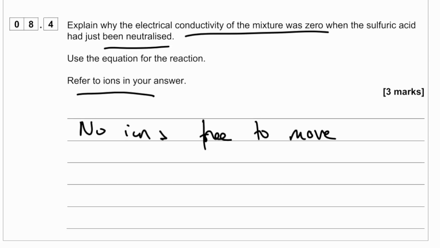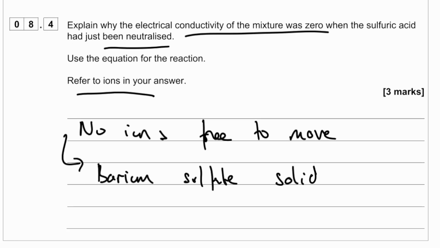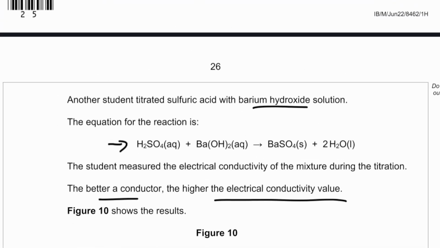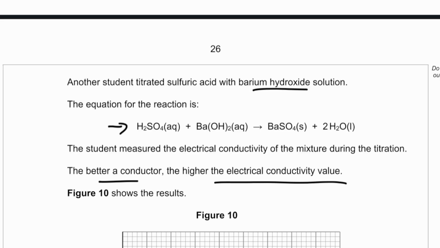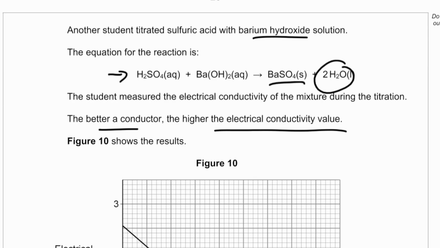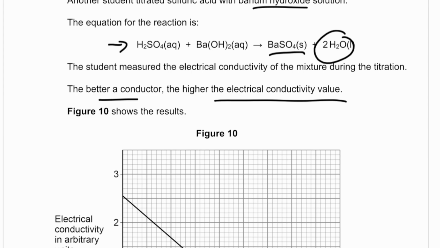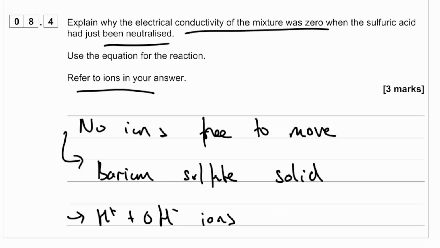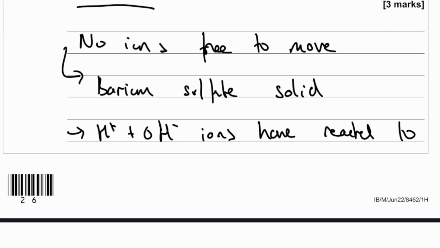And this is because the barium sulfate is insoluble. Essentially, the barium sulfate is solid. So immediately after you neutralize it, you're going to be left with this barium sulfate, and this is solid, and you're going to be left with this water. And so essentially, you've used up your hydrogen and hydroxide ions to produce water, and water itself won't be able to carry the charge. Okay, so that's what you'd say for your 3 marks.